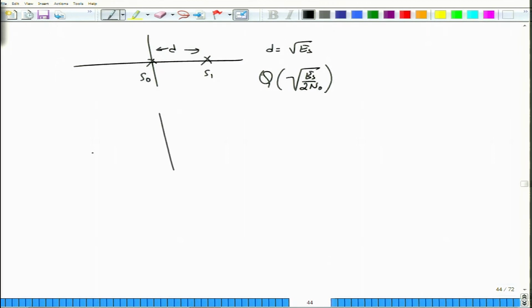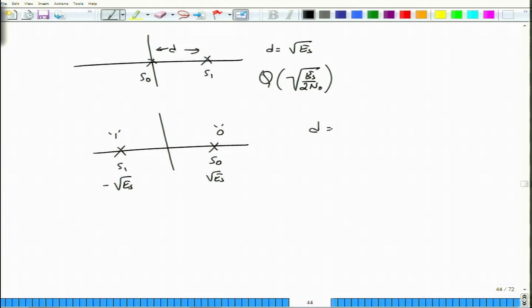Now, let us go to the coherent BPSK system. So, I have S0 and S1, and please note the way we have defined the systems in this case. You have square root ES as the constellation point and minus square root ES as another constellation point. This should be familiar to you from the previous module.